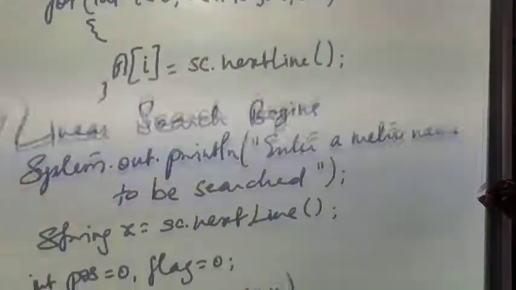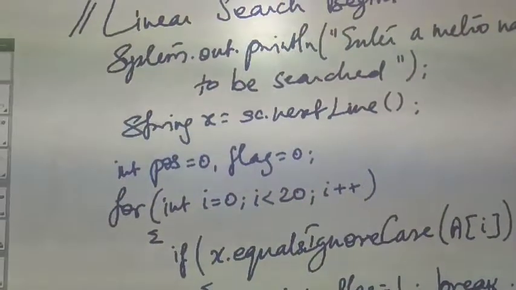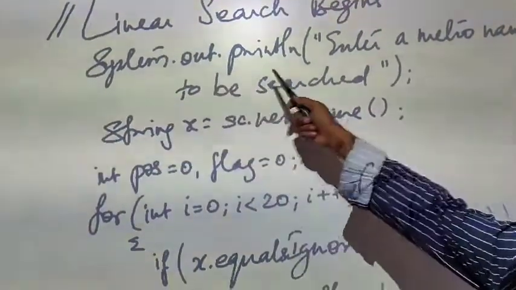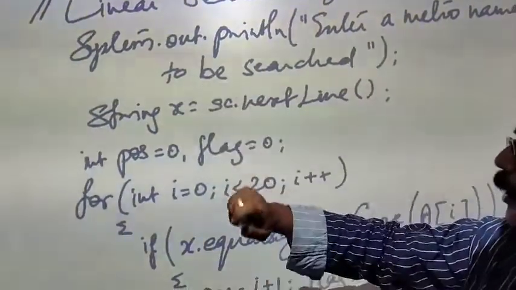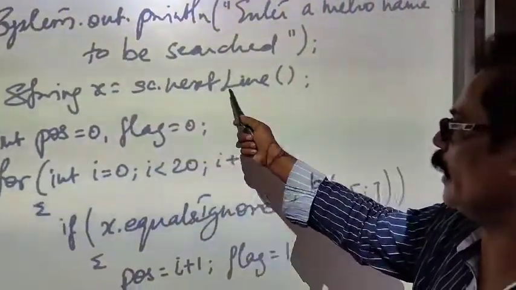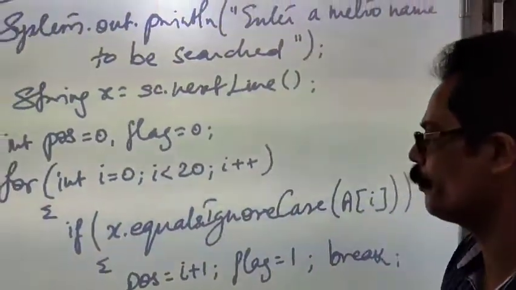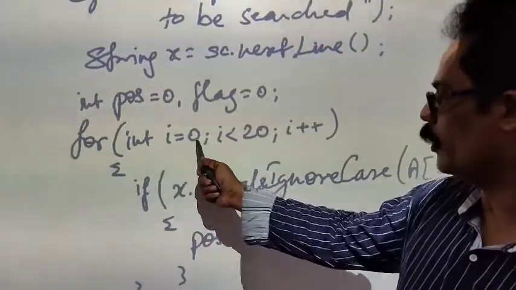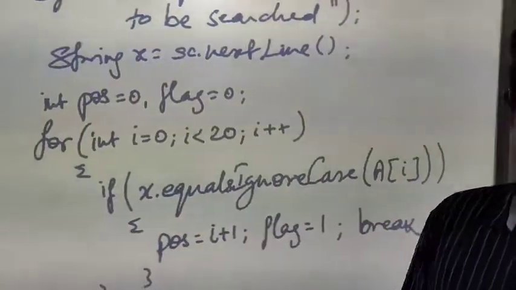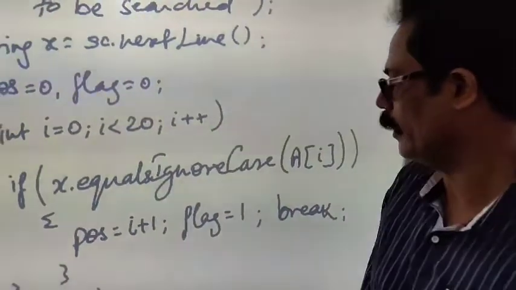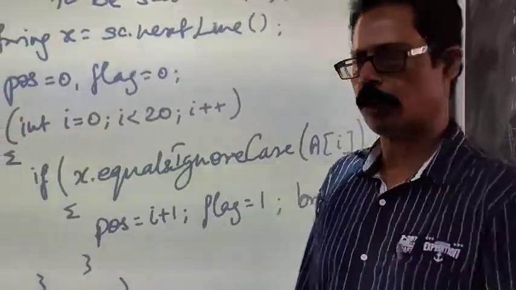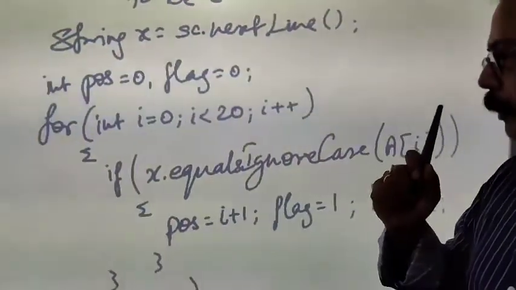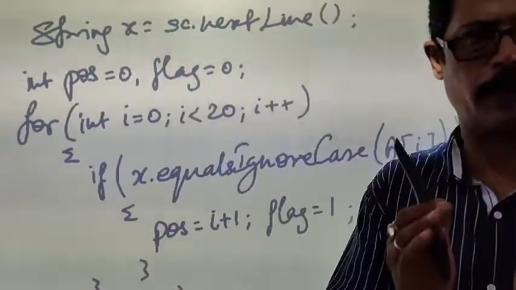Then comes the linear search. It is here that in case of strings, please be careful about what is to be used. Linear search begins. System.out.println, enter a metro name to be searched. String x is equal to sc.nextLine(), or even next you can write. In the same way, pos for position, flag is 0. For int i equal to 0, i less than a.length, or this is also 20 because 20 is mentioned over there, so write 20. If it is not mentioned, you can simply write a.length. Now look here, at this point of time you have to be very careful with reference to strings.